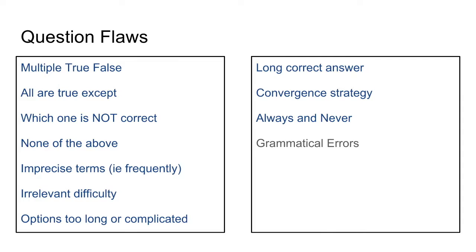And then finally, grammatical errors. When people write questions, they take a lot of time on writing the correct answer, but they don't take as much time writing the distractors. Therefore, the distractors are more likely to have grammatical errors. So any answer that has a grammatical error is not the correct answer. You want to make sure you have good grammar and you take as much time on the distractors as you do on the real answer.